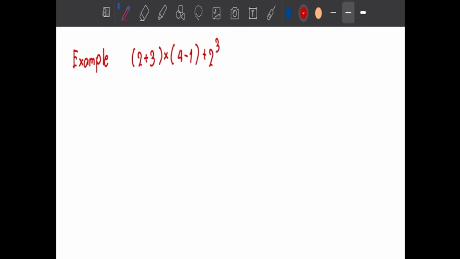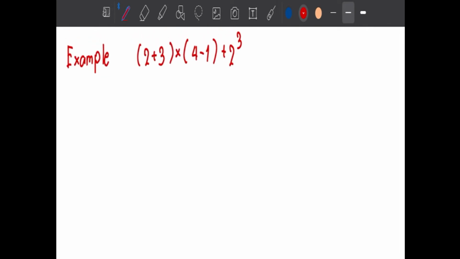Here are examples of the sequence of operations. We will use the rule of the order of operations to solve these examples. Example 1: parentheses 2 add 3, times parentheses 4 minus 1, add 2 to the power 3.